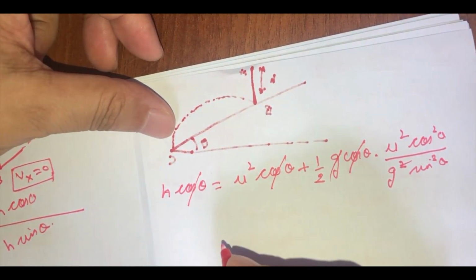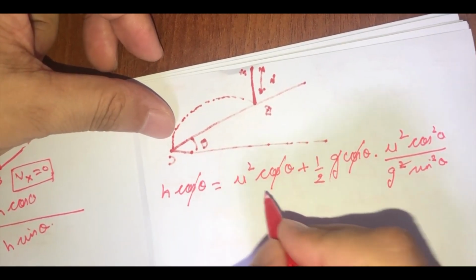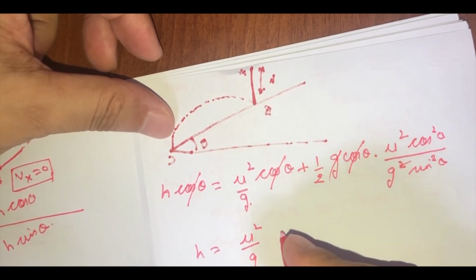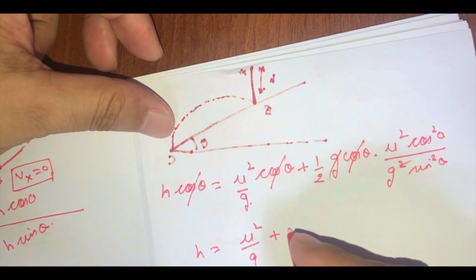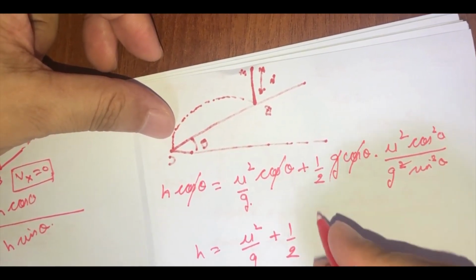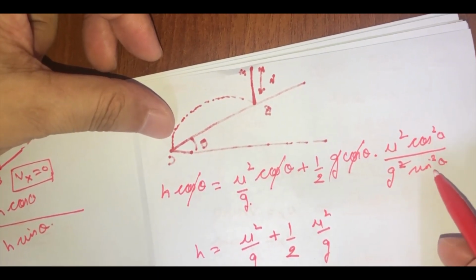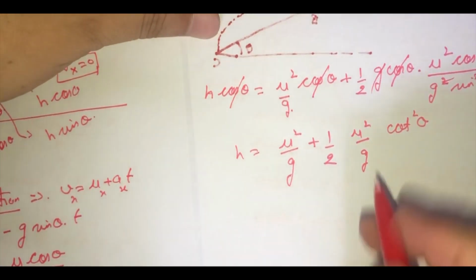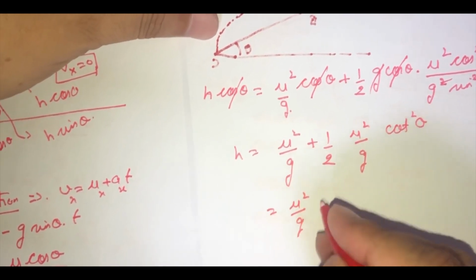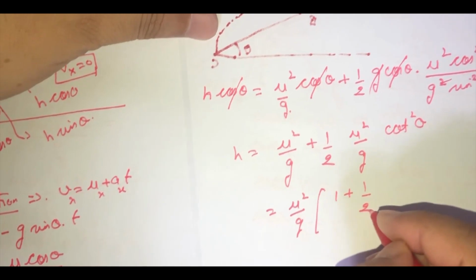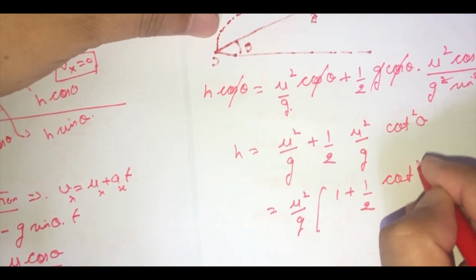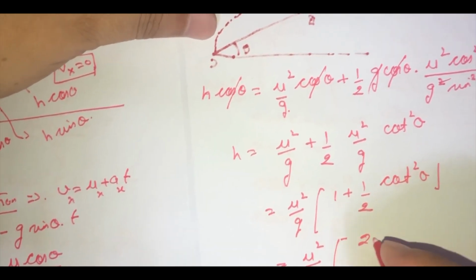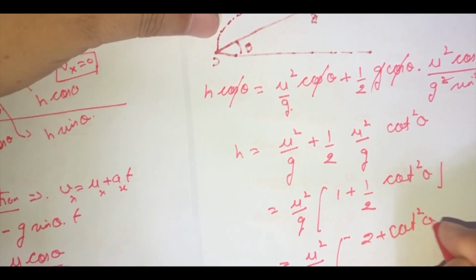So we will be left with h is equal to u square by 2g plus half, this will be u square by g, this will be cos square theta divided by sin square theta. We can write this as cot square theta. So we are going to take u square by g as common, so we'll get 1 upon 2 plus cot square theta. Taking 2 as LCM, we get u square divided by g, 2 plus cot square theta divided by 2.